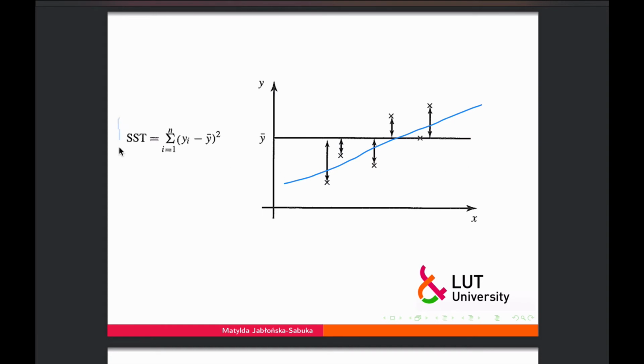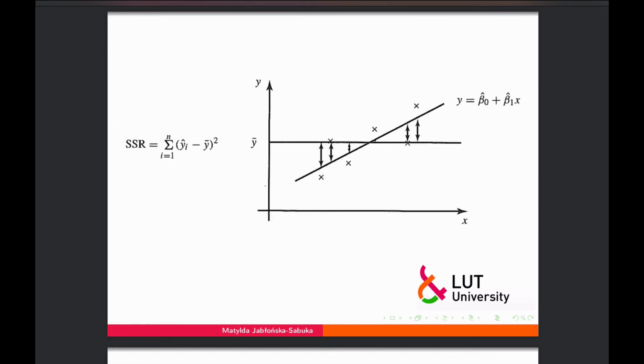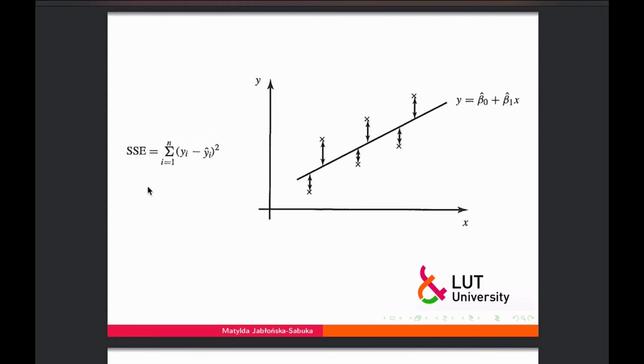So if we calculate those different sums of squares, we have the total sum of squares, which is the differences, as we said, between the data and the mean value of the data. Then we would have the sum of squares between the model fit and the mean value of the data. And finally, we have the sum of squares of the errors, so the residuals, which is between our original data and the fit. So the points, how far they are away from our straight line.